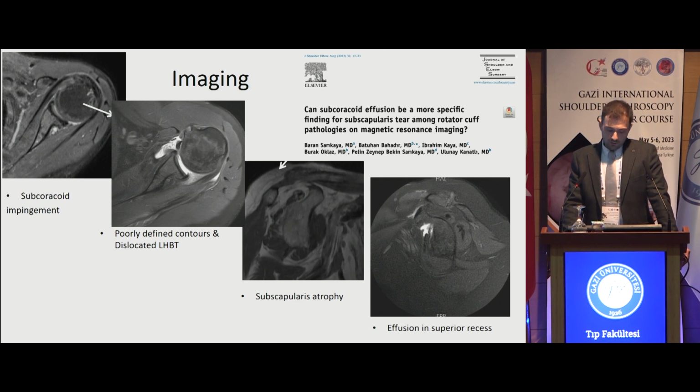And on sagittal oblique plane views, subscapularis atrophy might be present, which will give you an idea about the diagnosis. And this is a very new study, also published by our team led by Professor Kanatlı. It shows that in the same sagittal oblique views, effusion in the superior recess of the subcoracoid space can also be a good diagnostic parameter.